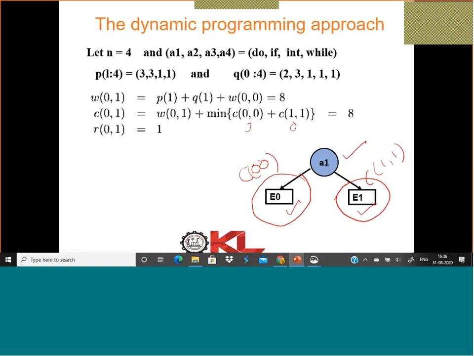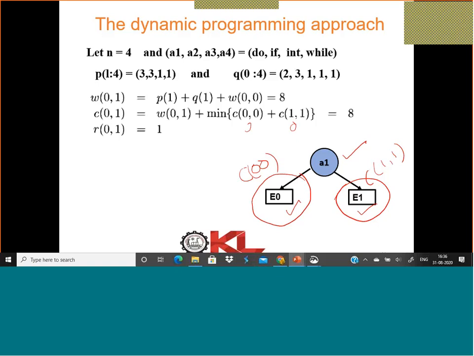What is the root element in the subtree? A1 is the root element. So what is the total cost? If you compute manually also, you will get 8 only. If you want to compute, let me compute it. A1, how many times are you accessing here? 3 times. So how many comparisons for A1?